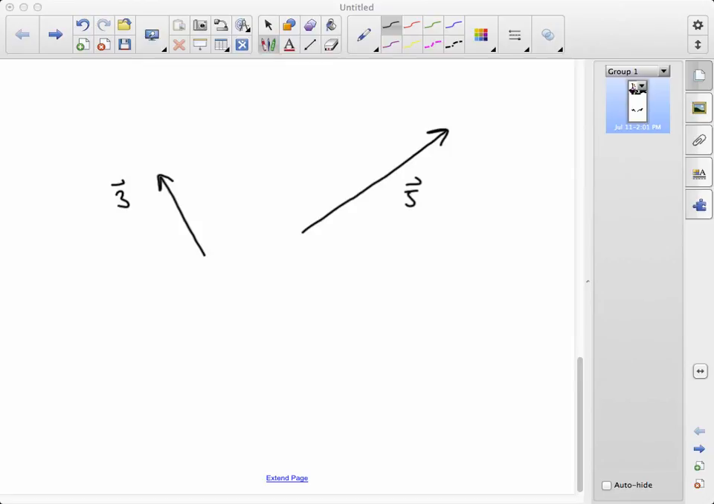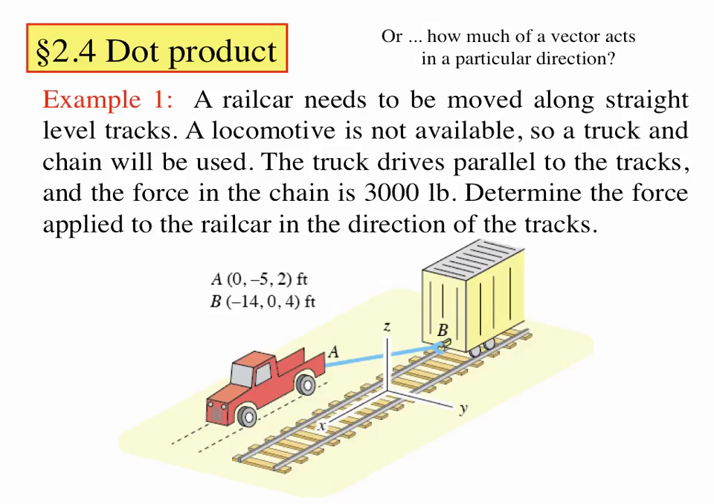The dot product is a multiplication operation between two vectors that is especially useful when one of the vectors is a physical quantity, for instance a force, and the second vector is a unit vector. In this case, the dot product produces the scalar magnitude of the force that acts in the direction of the unit vector. To provide some motivation for this, consider the problem shown in example 1. Here we have a truck driving alongside railroad tracks, pulling a locomotive. The chain connecting A to B carries 3,000 pounds, but not all of that goes into pulling the locomotive along the tracks. How much of that 3,000 pound force is directed along the tracks?